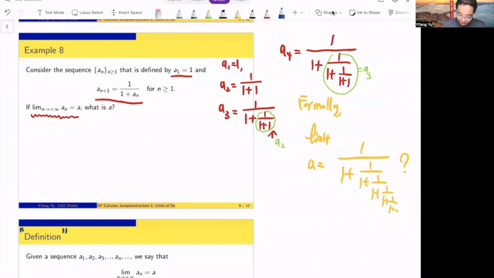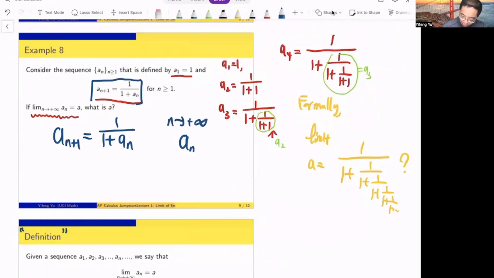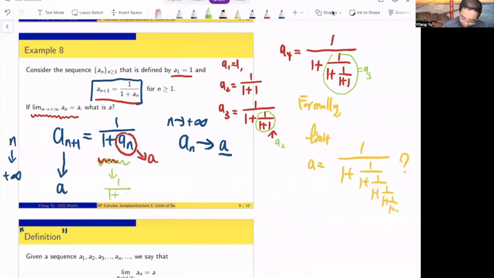Okay, well, let's go back to the recurrence relation. So we have a_{n+1} equals 1 over 1 plus a_n, right? The limit basically says when n gets very large, when n goes to infinity, the whole sequence approaches the number a. Then if I send n to infinity, this one will just approach the number a, and this one will also approach the number a. Then it's kind of clear, this part will approach the number 1 over 1 plus a. Because the left-hand side and right-hand side are equal, this tells us we should have this equality.